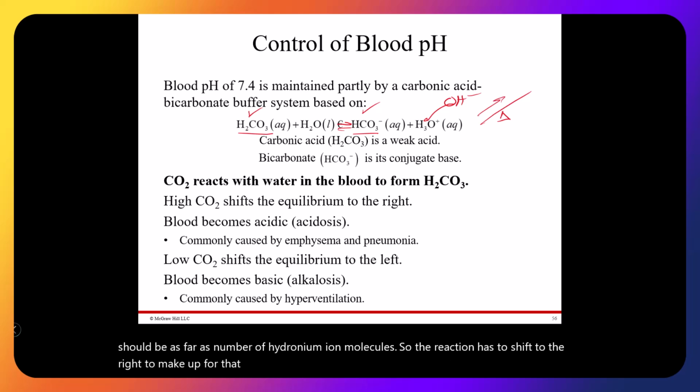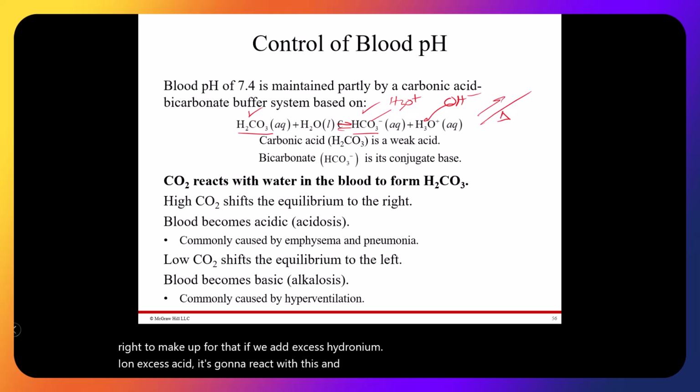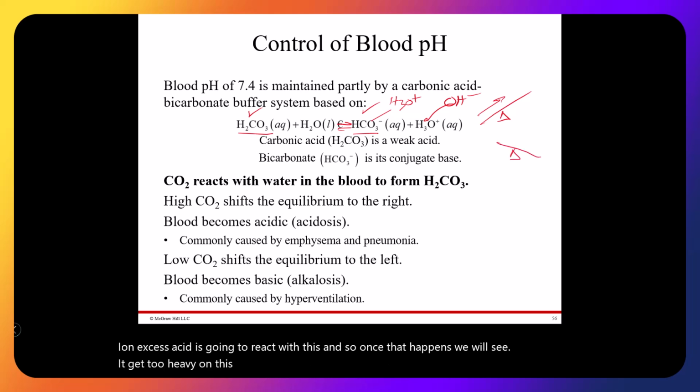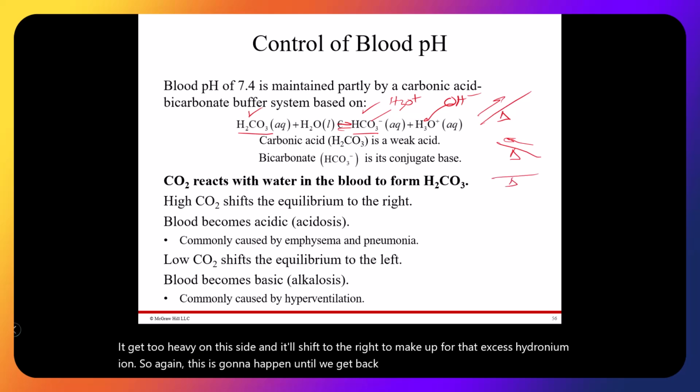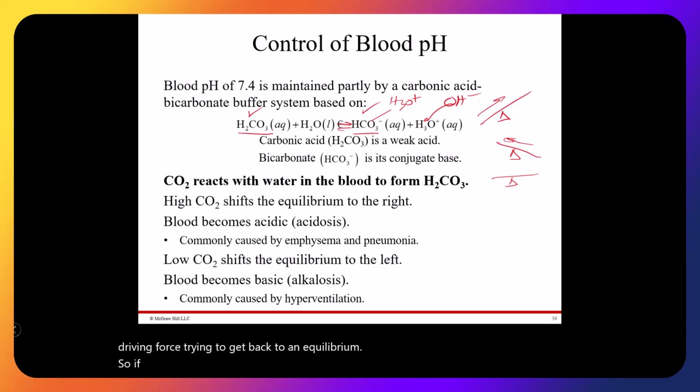If we add excess hydronium ion, excess acid, it's going to react with this. And so once that happens, we will see it get too heavy on this side, and it'll shift to the right to make up for that excess hydronium ion. So again, this is going to happen until we get back to equilibrium. That's the driving force, trying to get back to an equilibrium.